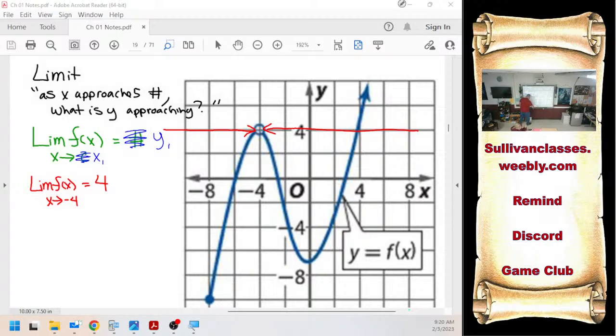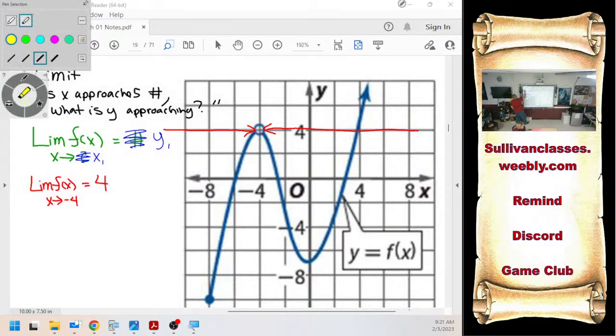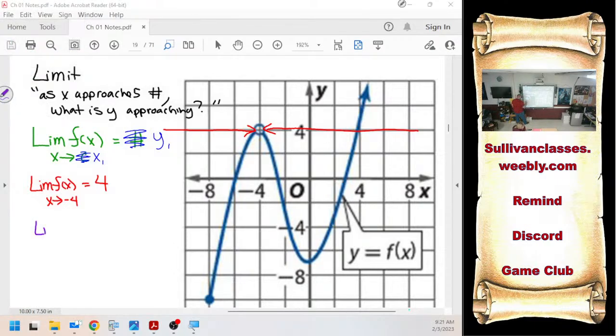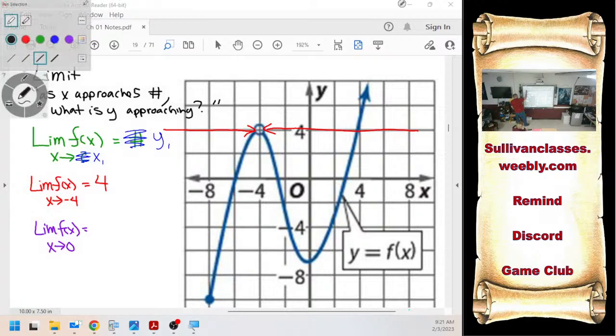If I ask for what is the limit of my function as x approaches 0, what do you think? So come at 0 from both sides. What is y doing? Looks about -7, right? So that's what you write. The limit as I approach it is -7.